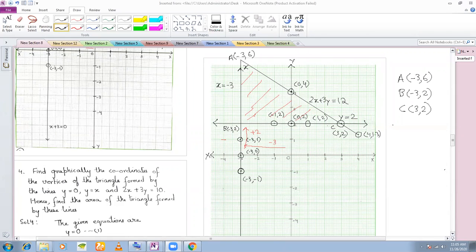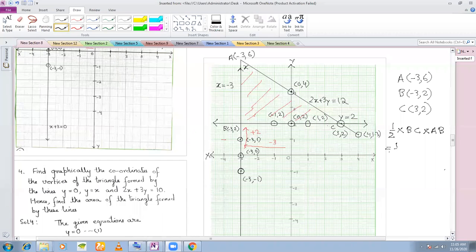Area of this triangle will be half base into height. Half into base is BC and the height is AB.